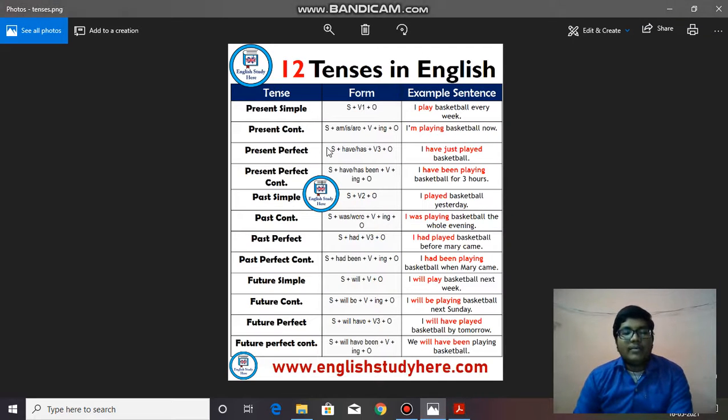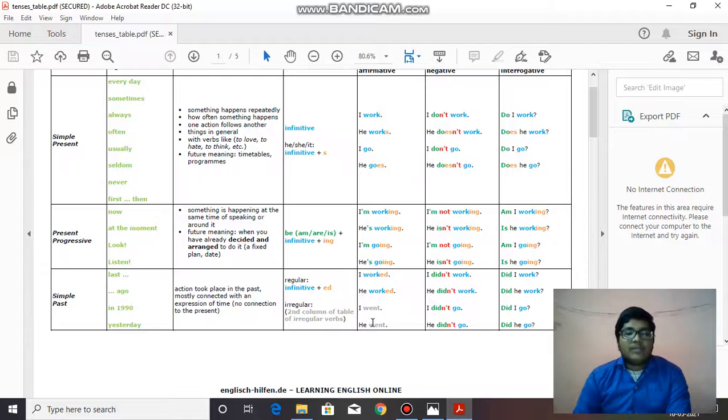Its general form is subject plus is or am or are plus verb 1 plus ing form plus object. If we see the example sentence, I am playing basketball now. Here now is the keyword and basketball is the object. I is the subject, am is used to represent the present continuous tense, and playing is V1 plus ing form.